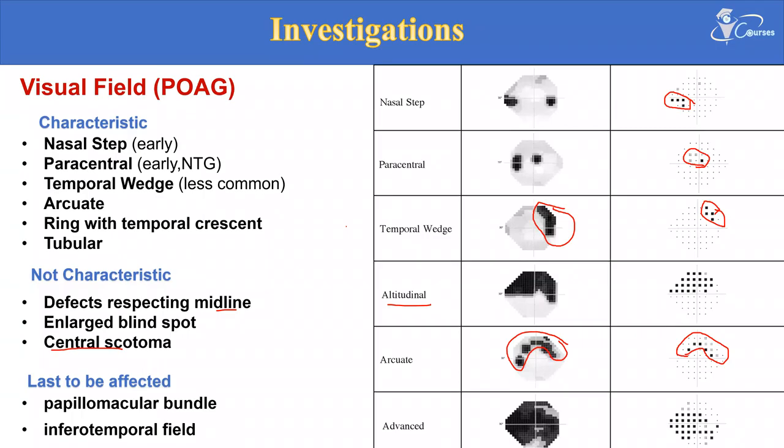Centrocecal scotoma is a scotoma which combines both the blind spot and the center of vision, or the fixation center. So if there is a scotoma like that, it will be the centrocecal scotoma, like what happens in toxic optic neuritis. We discussed it in neuro-ophthalmology, so you can check it from there.